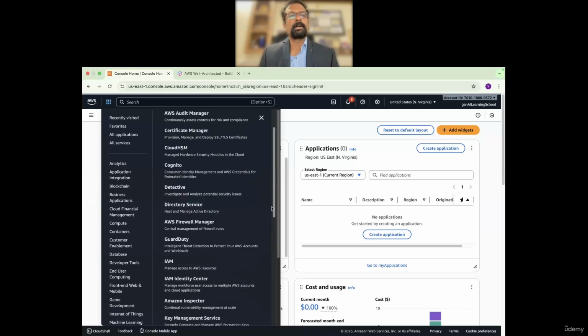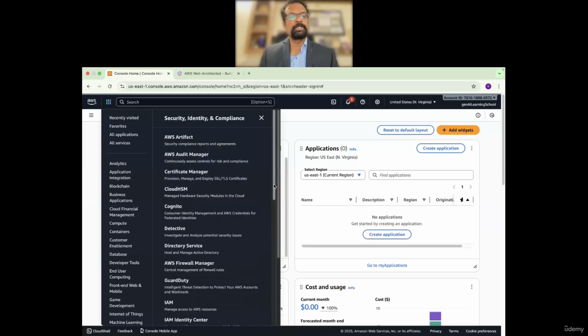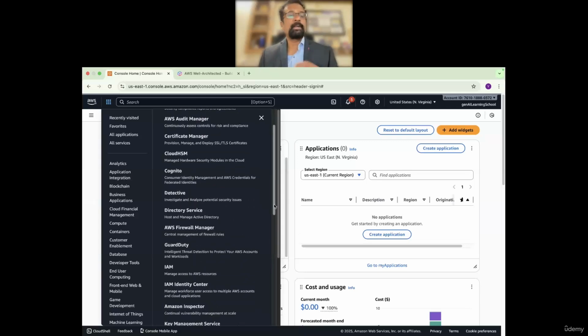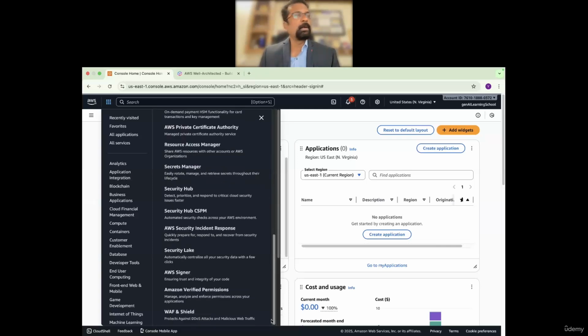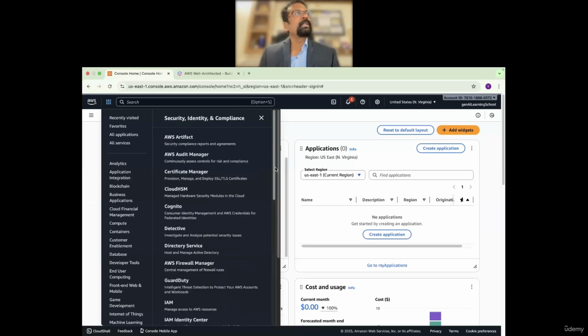Okay, then there is key management service, like encryptions. Then there are proactive services like GuardDuty, Detective. Okay, you have tools for DDoS, for WAF and Shield. The point is, this is a very product management view.